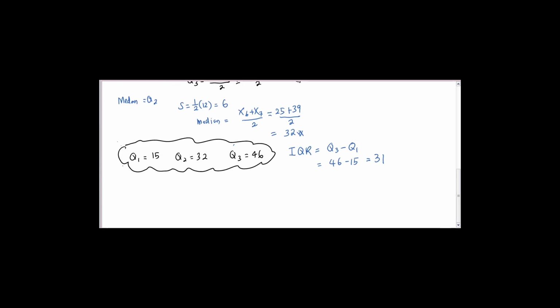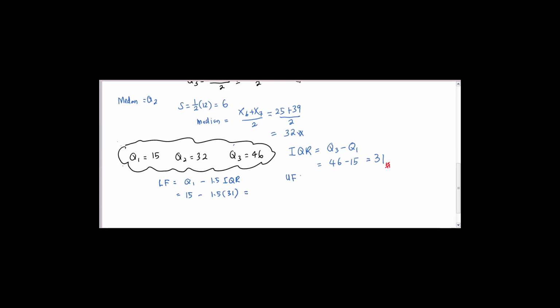Next, we use the 3 numbers that we obtained just now to figure out the interquartile range, which is Q3 minus Q1. We get 31. From this value, we can use the IQR to determine the lower fence and upper fence. As you know, the lower fence is to the left of Q1 and the upper fence is to the right of Q3. Therefore, the lower fence is Q1 minus 1.5 IQR. So let us straight away substitute it: 15 minus 1.5 times 31. So we try to figure out the value.